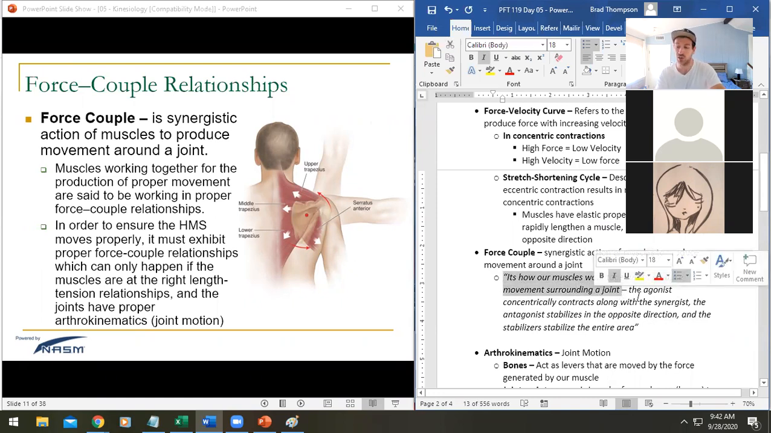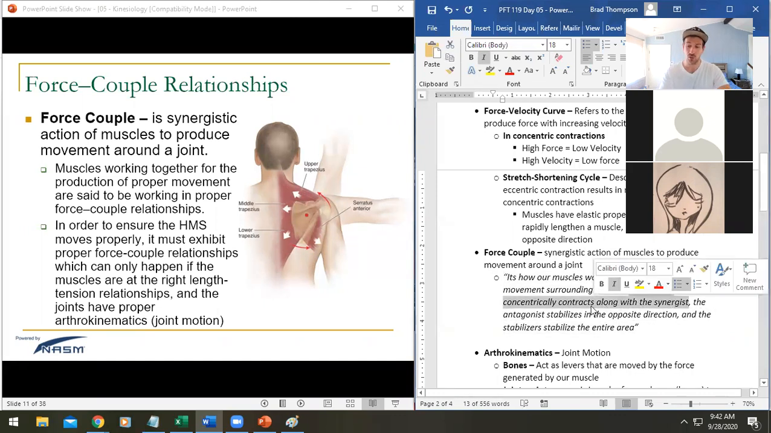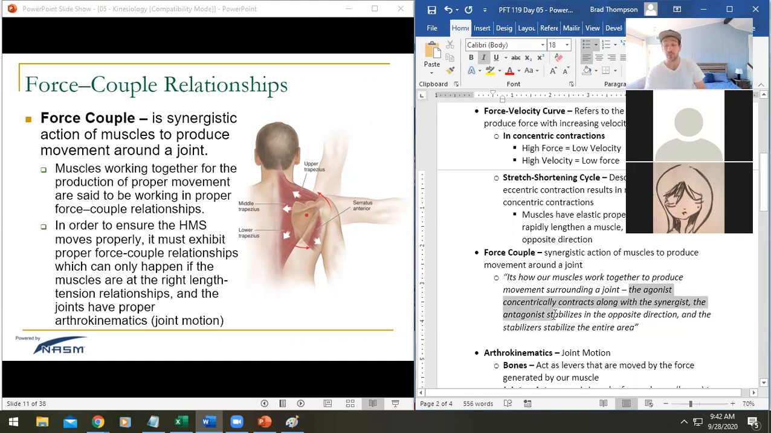The agonist will concentrically contract. The agonist concentrically contracts along with the synergist, right? Both of those are going to work together. The antagonist stabilizes by pulling in the opposite direction, and the stabilizers stabilize the entire area. So for instance, your upper trapezius pulls this way, while your serratus anterior pulls around the front, right? Your middle trapezius pulls this way, your lower trapezius pulls this way. So all of that is allowing you to produce movement. All of these muscles are working together.